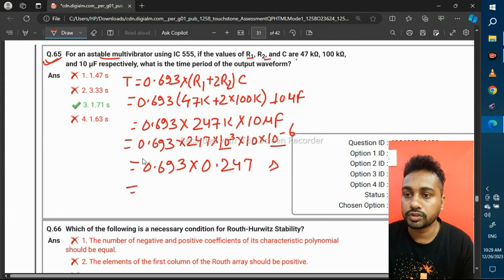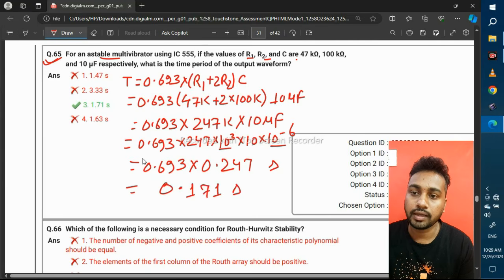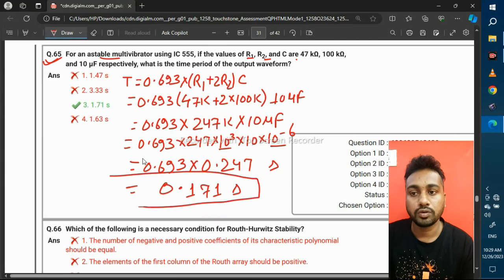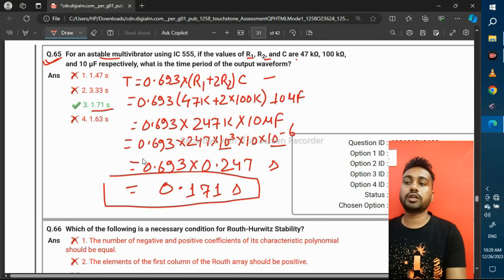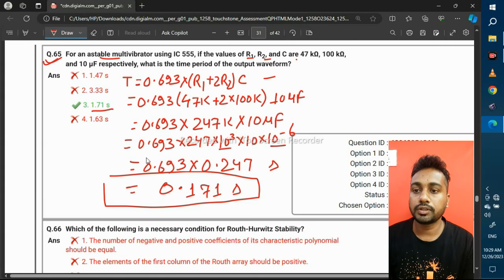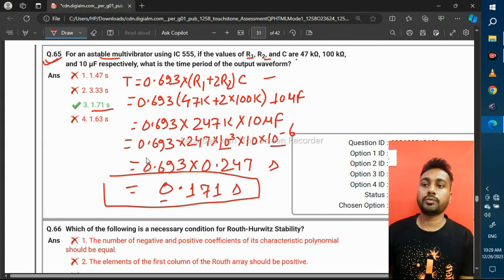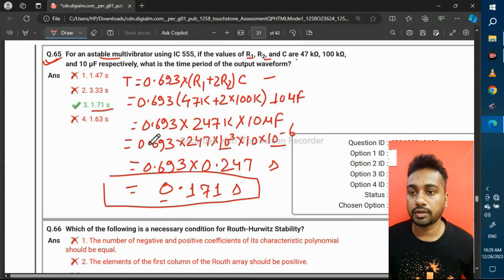So it will come 0.171 second. My answer is coming 0.171 second. Okay, so here in the option they have mentioned 1.71, but I am getting 0.171. You can check by yourself. Use this formula and calculate once to see what you are getting. Okay, if this is the answer, then it is not mentioned in the options, or if some other things are there, then option 3 is right.